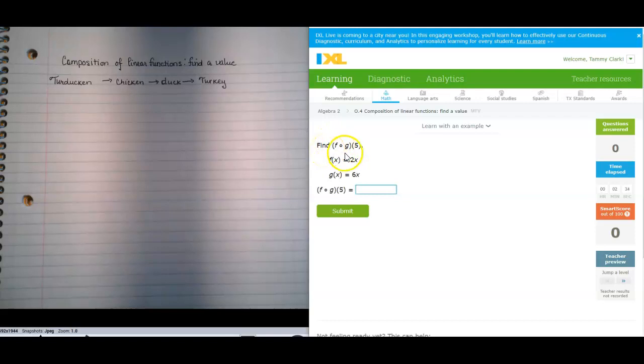So what we're going to look at is the function g of x, and we're going to put it inside the function f of x. And then we're going to evaluate that for the number 5. And I'm going to show you two different ways to do this. First way I'm going to show you is the straight composition of functions.